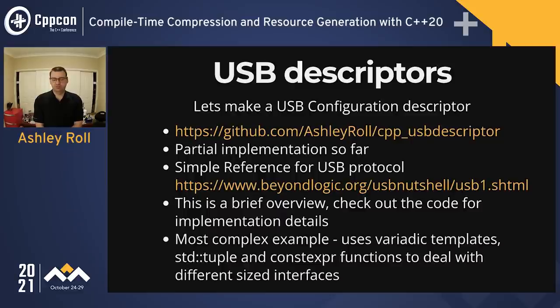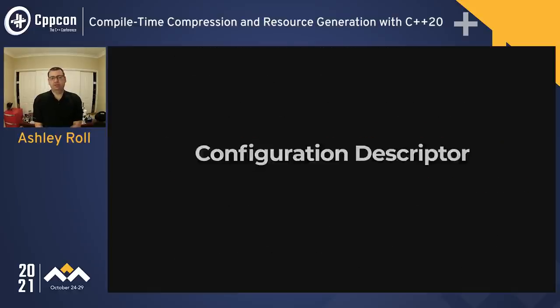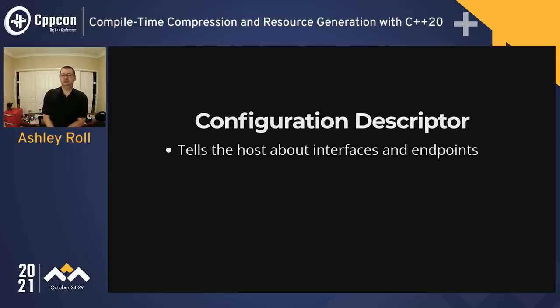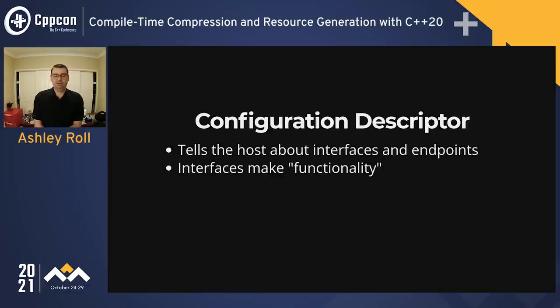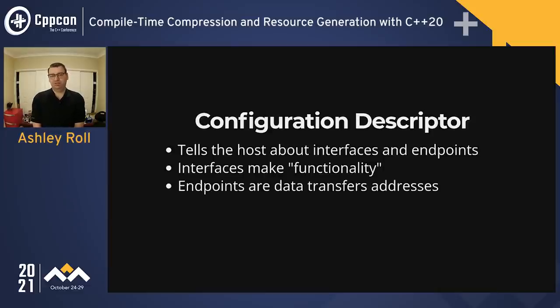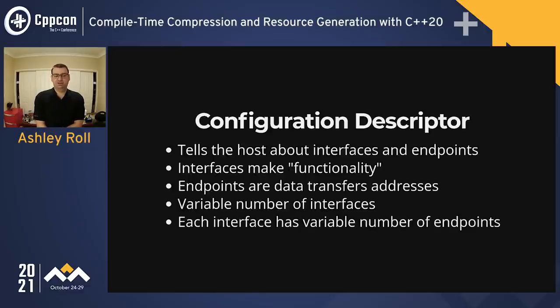This is a little bit more complex in terms of the types that we use, but it's probably not as complex in terms of the code. A configuration descriptor tells the host about the interfaces and endpoints. Interfaces are really functionality, like an audio stream or a keyboard, and endpoints are the data transfer addresses used in the USB protocol to send and receive information. We have a variable number of interfaces per configuration, and each interface has a variable number of endpoints.